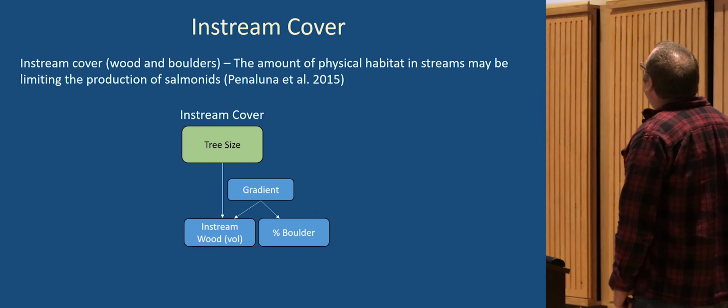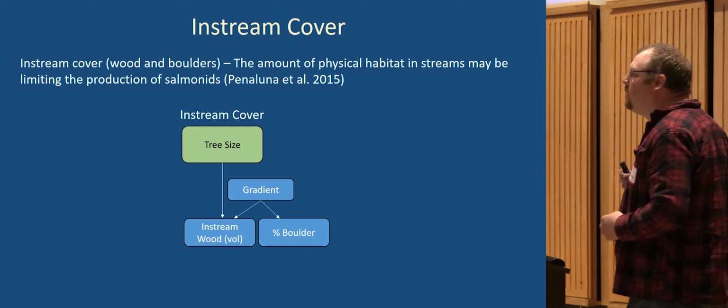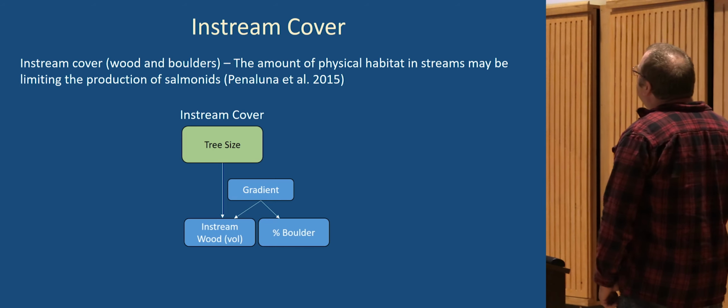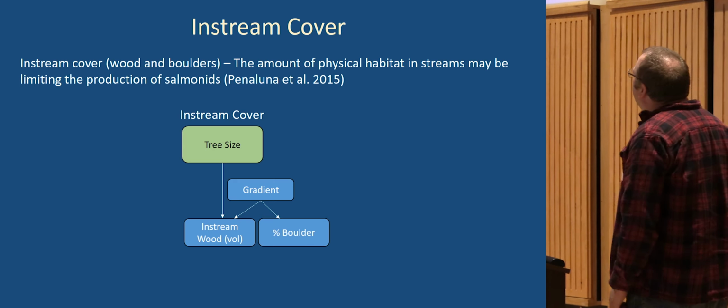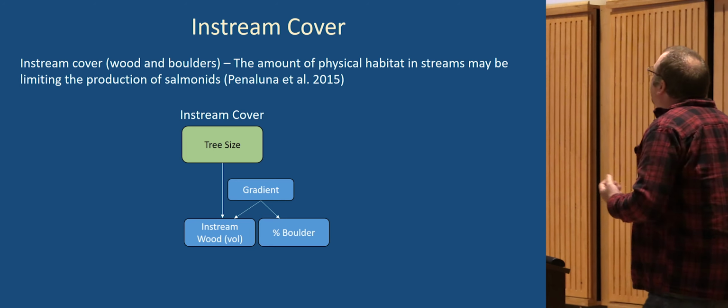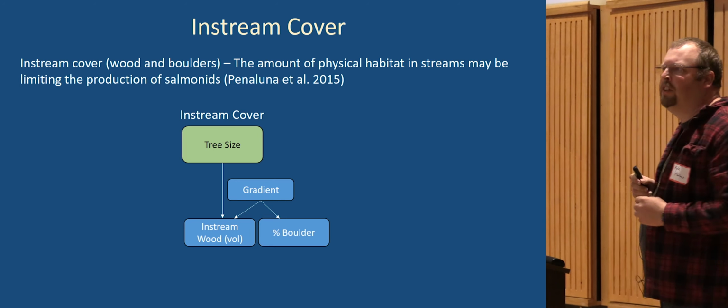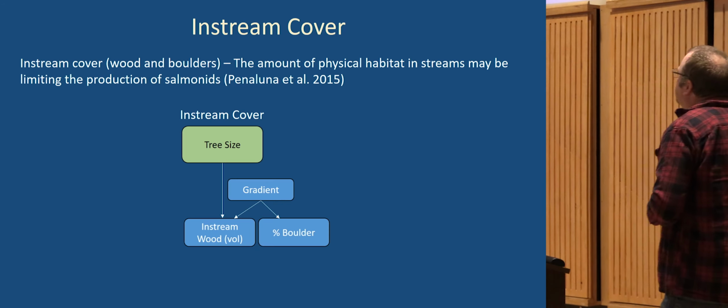Next, we're going to look at in-stream cover. Fish use cover to avoid predation and things like that. Some of the more common forms of in-stream cover are wood and boulders. Now, this Penaluna et al. paper in 2015 found that in-stream cover could actually be limited in a lot of our streams. So we want to see if this is going on within our streams.